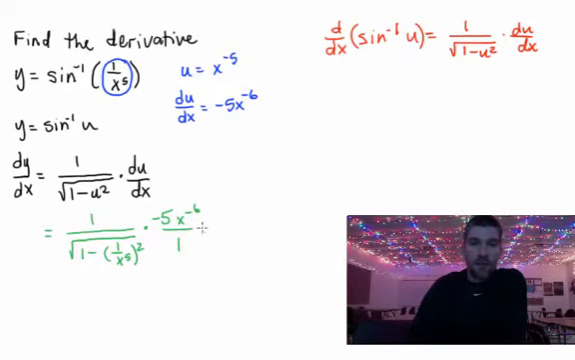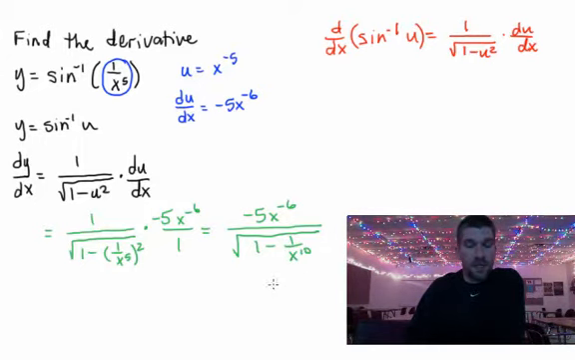When I multiply straight across the top and straight across the bottom, I end up with negative 5x to the negative 6th over the square root of 1 minus 1 over x to the 10th. Wow, that's crazy. What I did was just square my x to the 5th. So I have x to the 5th times x to the 5th, and I get 1 over x to the 10th.